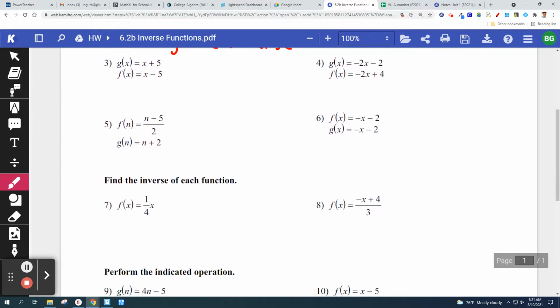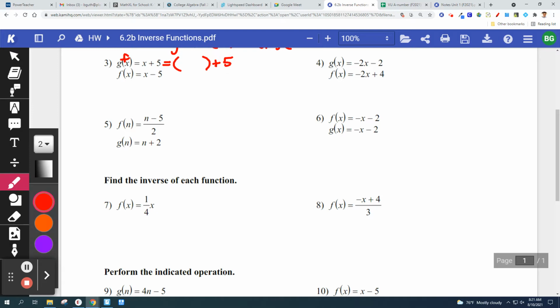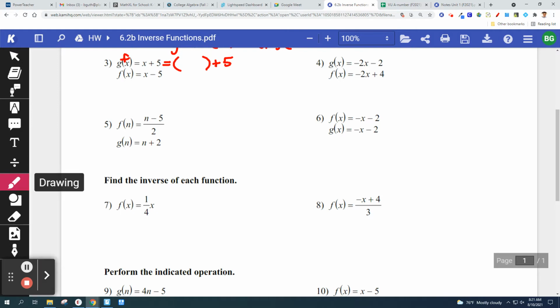All right, so let's go a little bit quicker for number 3. Same thing. I've got a g function, and I have to plug in the f function into that g function. So the g function says something plus 5. And if we plug in that other function, we're plugging in x minus 5.